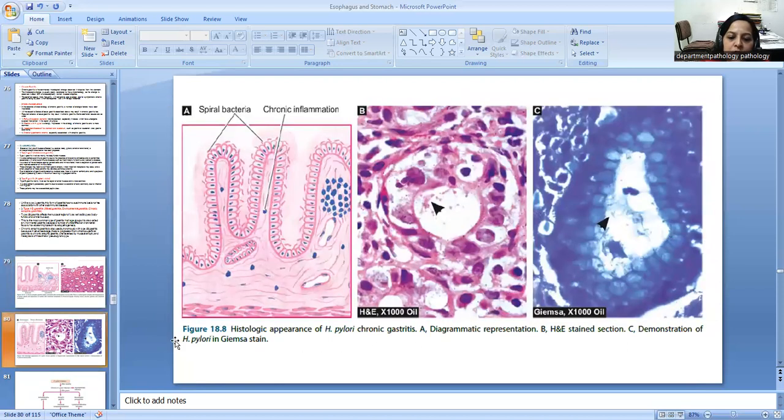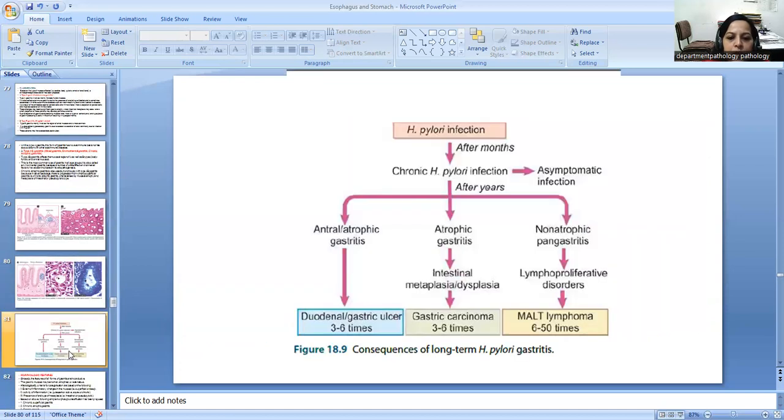This is the histological appearance of H. pylori chronic gastritis, and this is a Genta stain and demonstration of H. pylori in the gastric glands. There is chronic inflammation as well. So consequences of long-term H. pylori gastritis: when H. pylori infection is there after months, it can convert into a chronic condition, which may be asymptomatic at all, or it may turn to antral or atrophic gastritis and non-atrophic pan-gastritis.